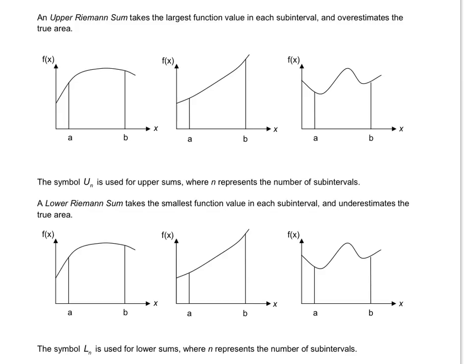All right, there's three types of Riemann sums that we're going to talk about in this unit. The first one is considered an upper Riemann sum because in each subinterval you are going to take the largest function value for the rectangle's height. This is going to be an overestimate of the true area.